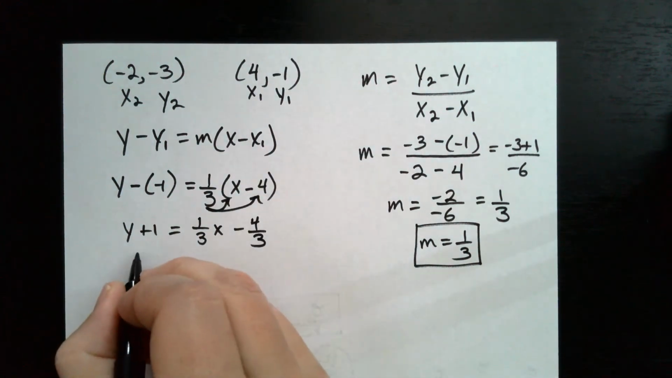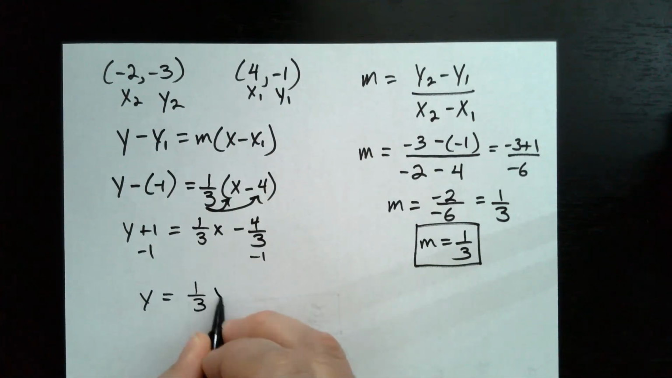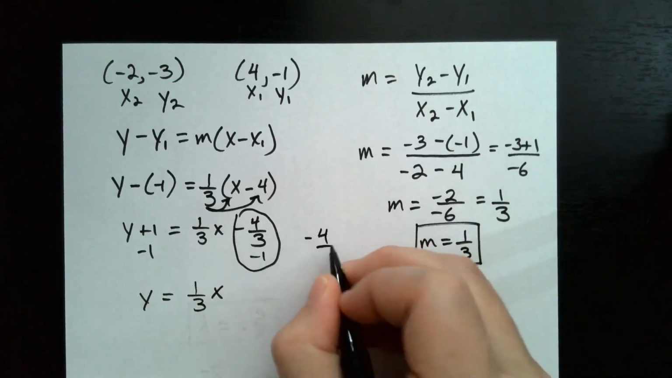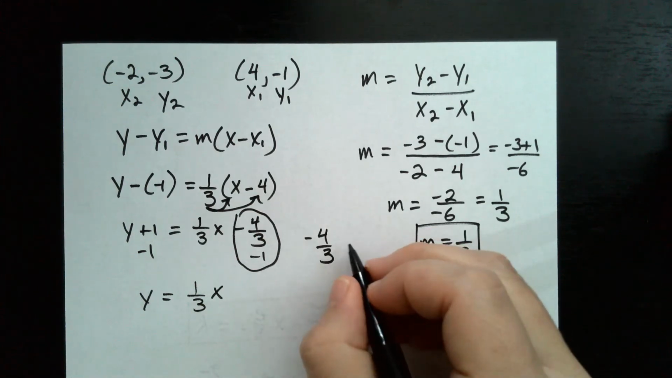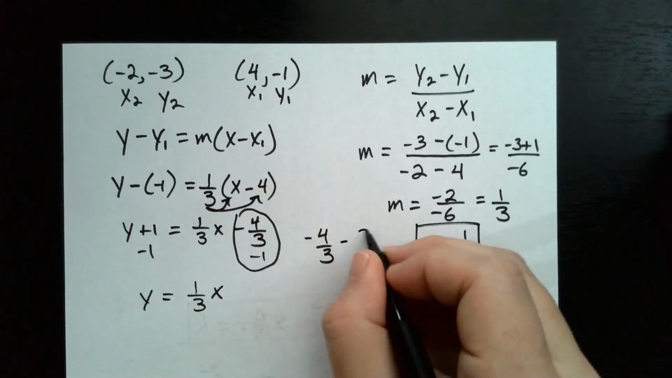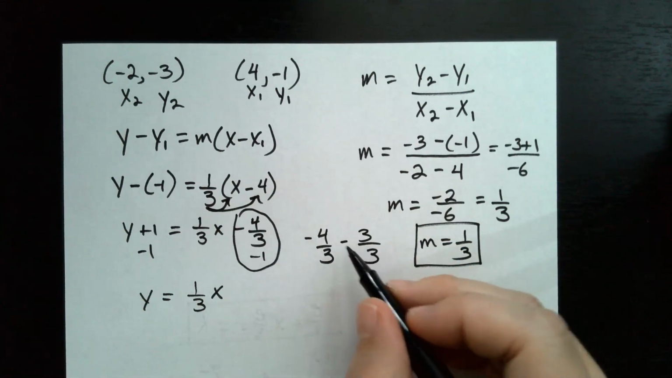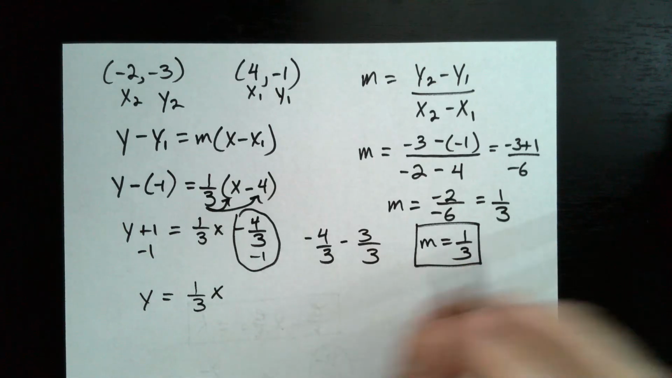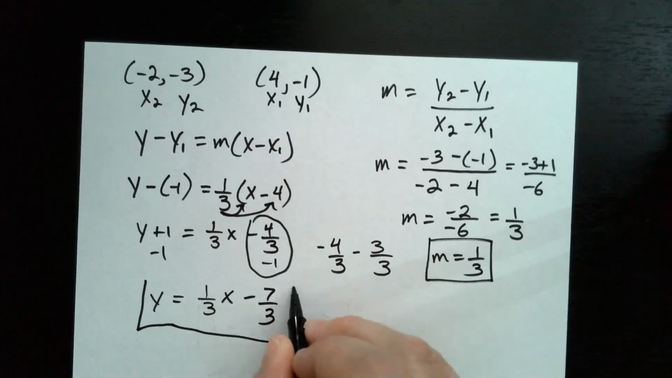Finally, solve for y. Subtract the 1 from both sides. You get y is equal to 1/3 x, and let's figure this out here, negative 4/3. We need to put the negative 1 in terms of a 3 in the denominator. So that will be negative 3/3, because 3 divided by 3 is 1. Now that we have a common denominator, negative 4 minus 3, they're both negative, so you combine them because you're subtracting. That'd be negative 7/3. This is your answer.